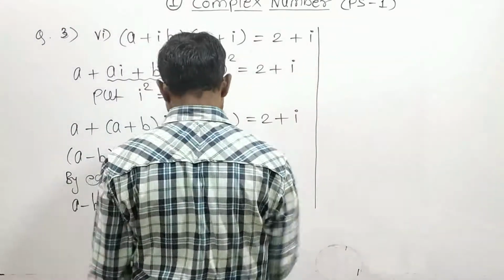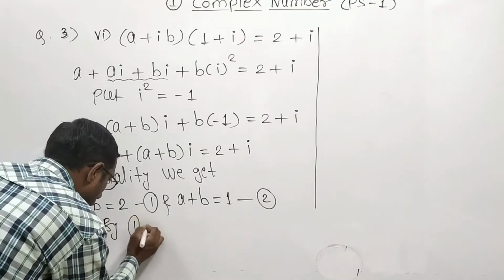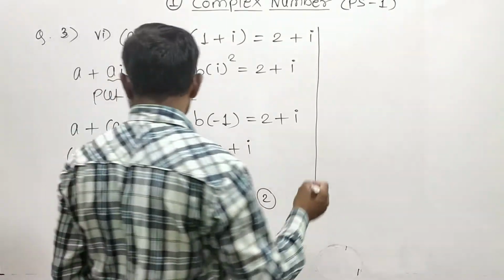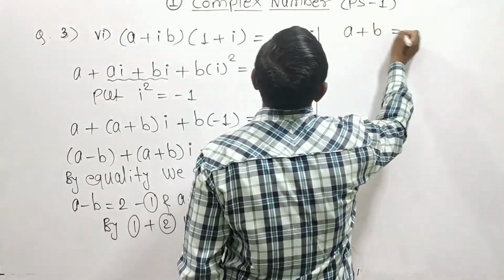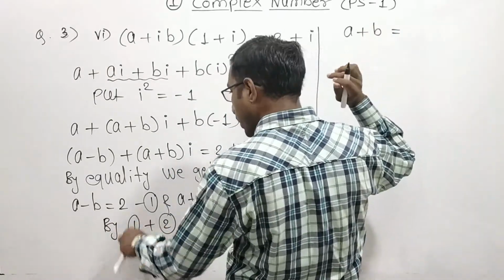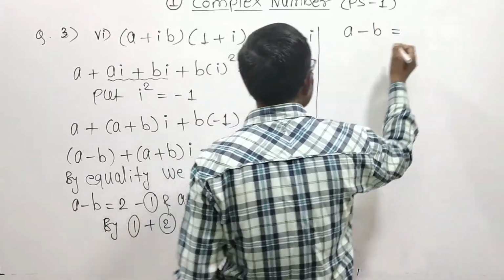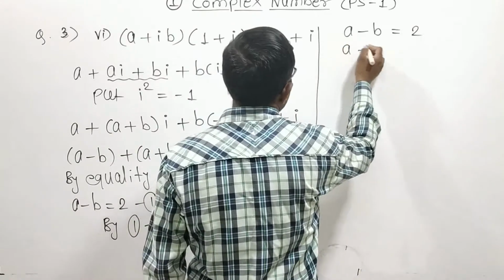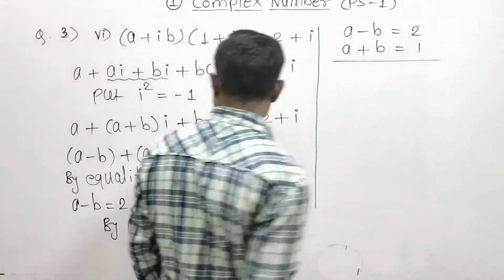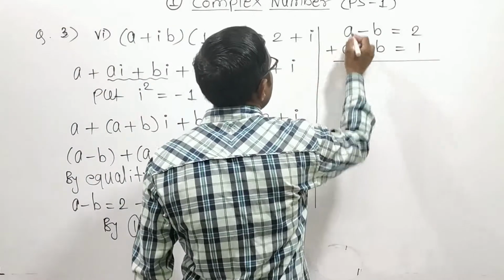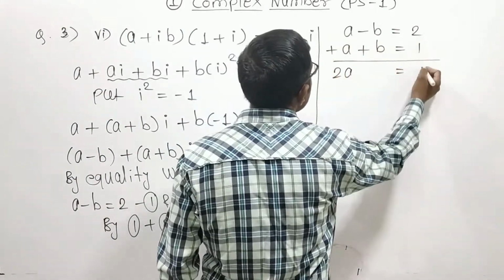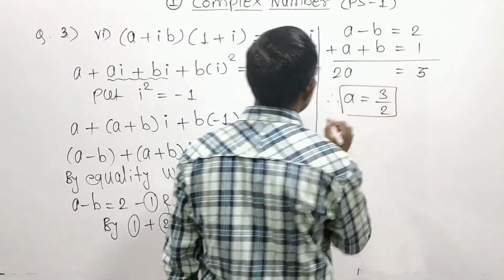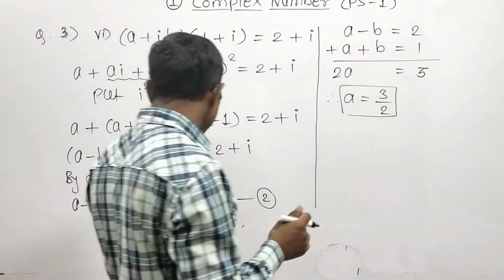Simply add. Now by equation number 1 plus 2 we get, you know how to add the equations. The first is a minus b is equal to 2, the second equation a plus b is equal to 1. Simply adding, minus b and plus b get cancelled. 2 a, and 2 plus 1 is 3. Therefore, a is equal to 3 by 2. Put this value into either 1 or 2.